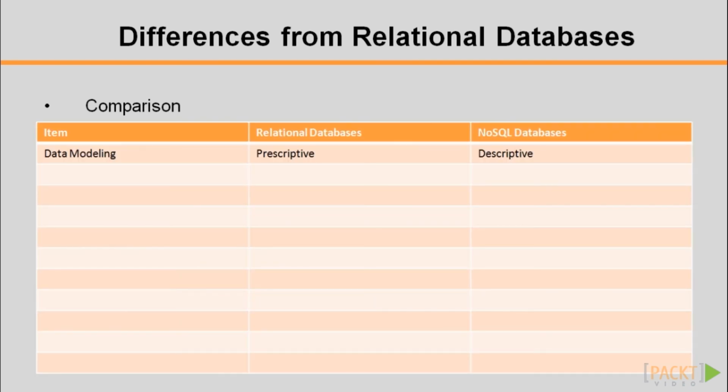Here I've prepared a comparison table for your easier reference. Let's go into each table item in order. The first one is data modeling. For relational databases, we need to design the data model up front by modeling the entities and their relationships in the problem domain. We want to build the best data model to reduce the chance of modifying it in the future. I call this a prescriptive process.